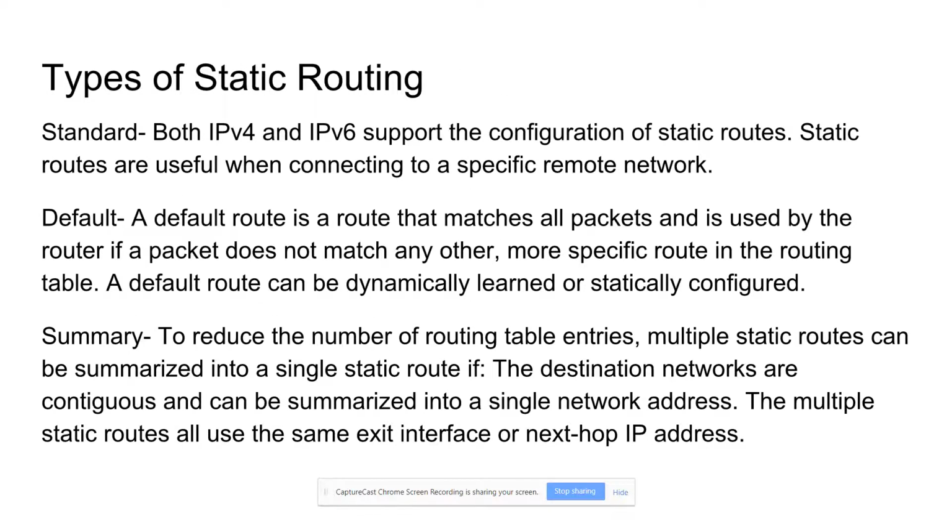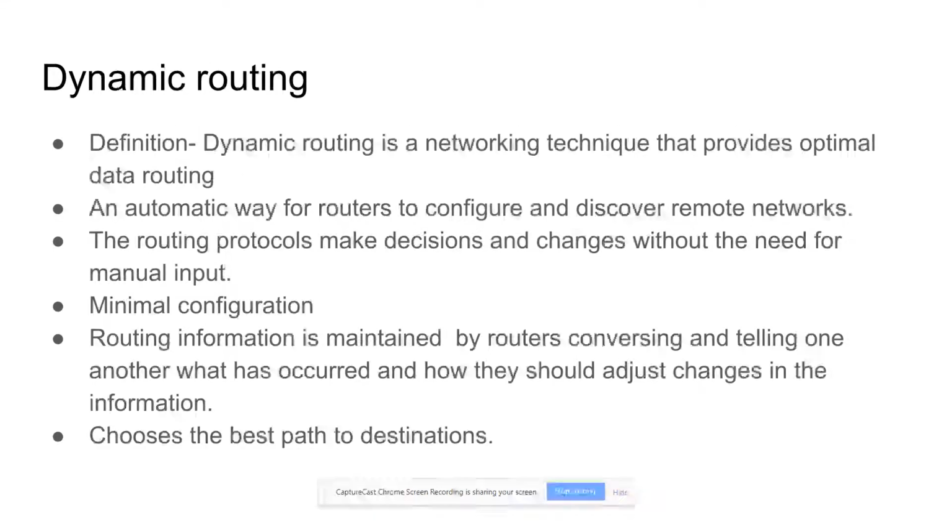There's standard static routing, which is supported by IPv4 and IPv6. There's default static routing, and it's the default route that matches all the packets to one. And the summary, it reduces the number of routing table entries and summarizes it to a single static route. Then there's dynamic routing.